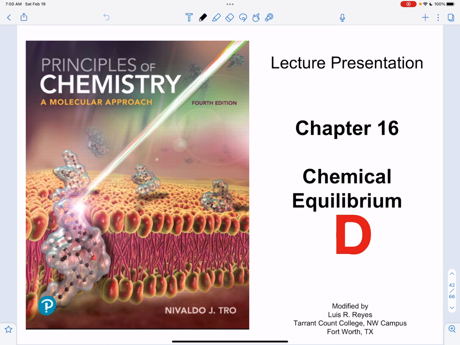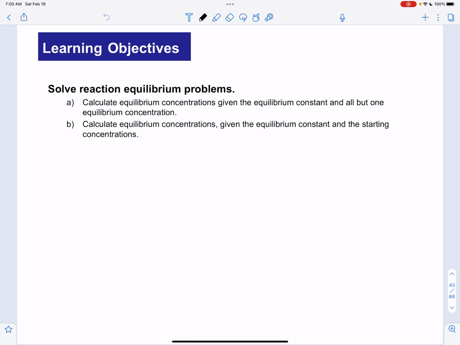Welcome back. On this part of the lecture, we're going to go deeper into the calculations we do for equilibrium concentrations. So these are the two objectives we have been working on. Calculate equilibrium concentrations given the equilibrium constant and all concentrations in equilibrium except one. So we have already done that one. That's the one that we did using stoichiometry.